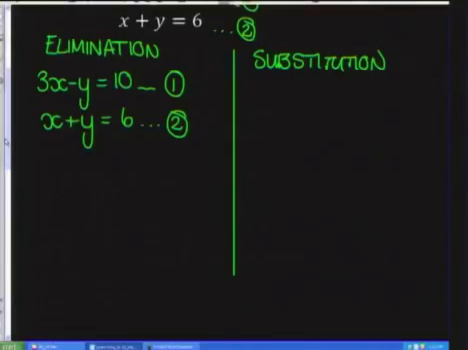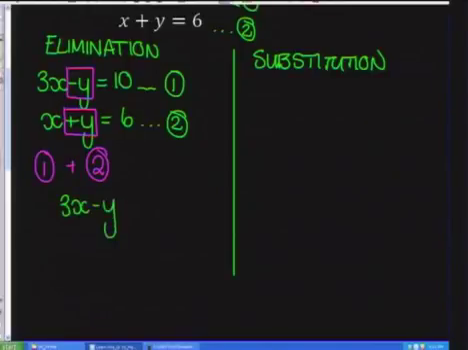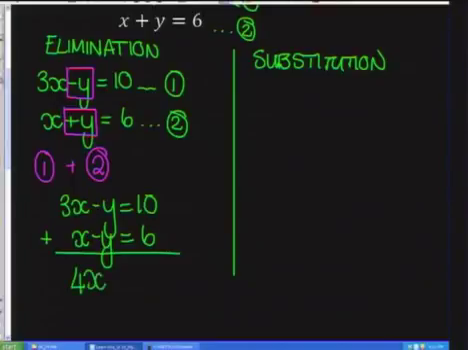This is a good example of it, because I've got a negative y over there and a positive y over there. So this is the idea. If I took equation 1 and added equation 2 to it, let's see what we would get. We would have 3x minus y equals 10, and I'm adding onto that my other equation, x plus y equals 6. Now, 3 plus 1 is 4, so I've got my 4x, and minus y plus y eliminate. They cancel each other out.